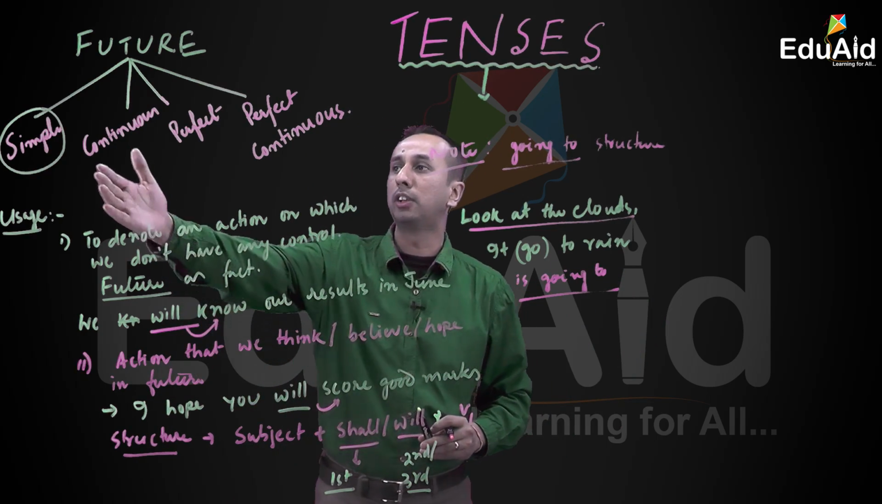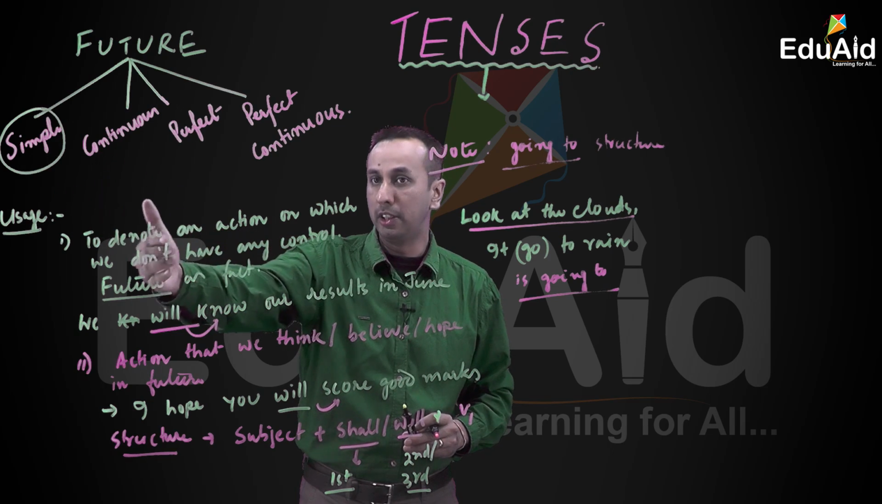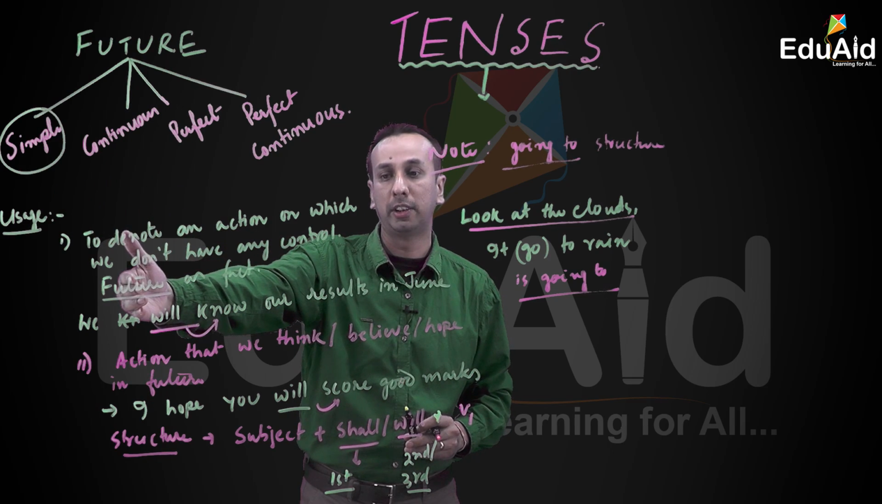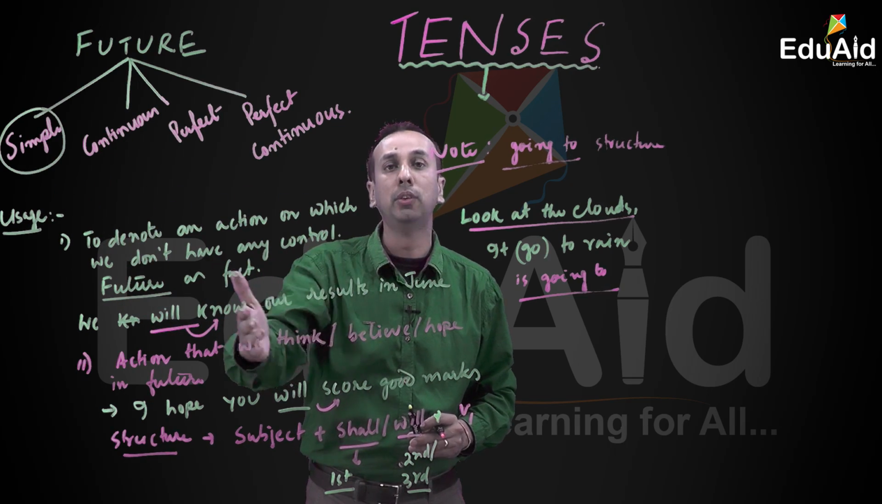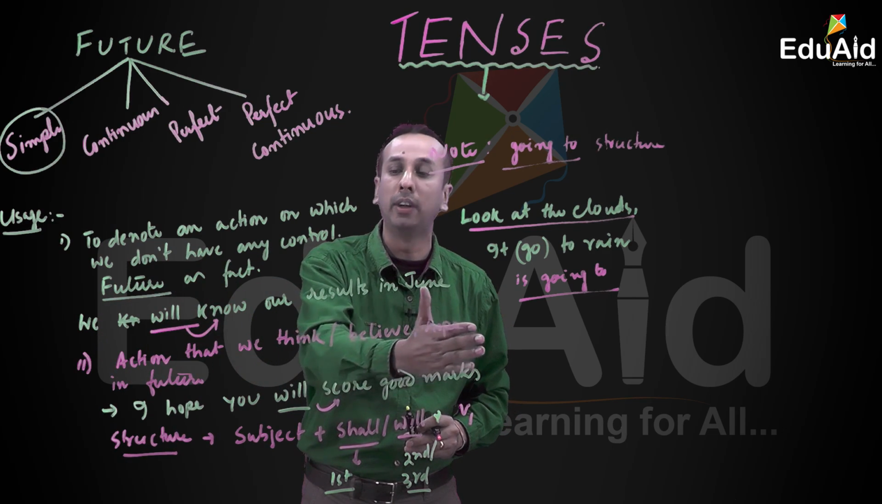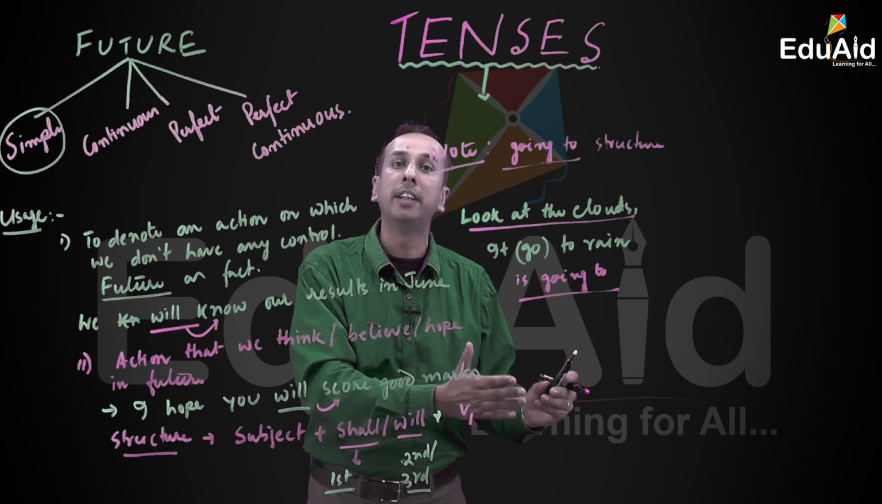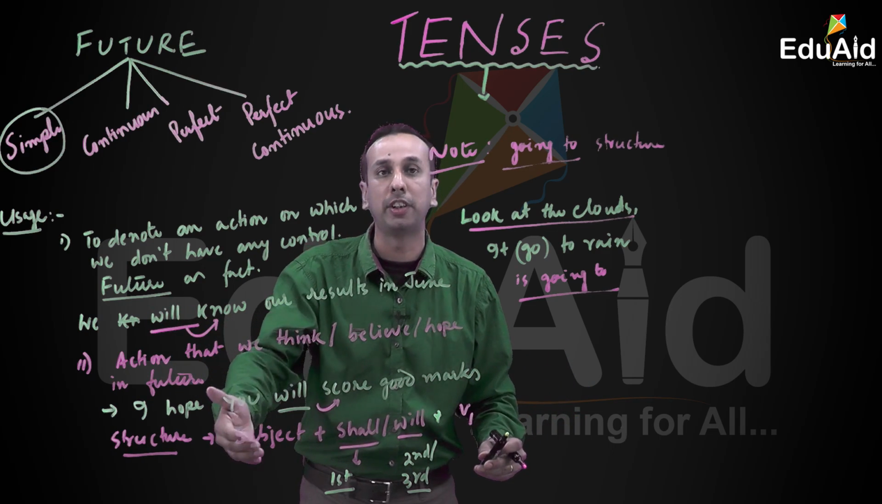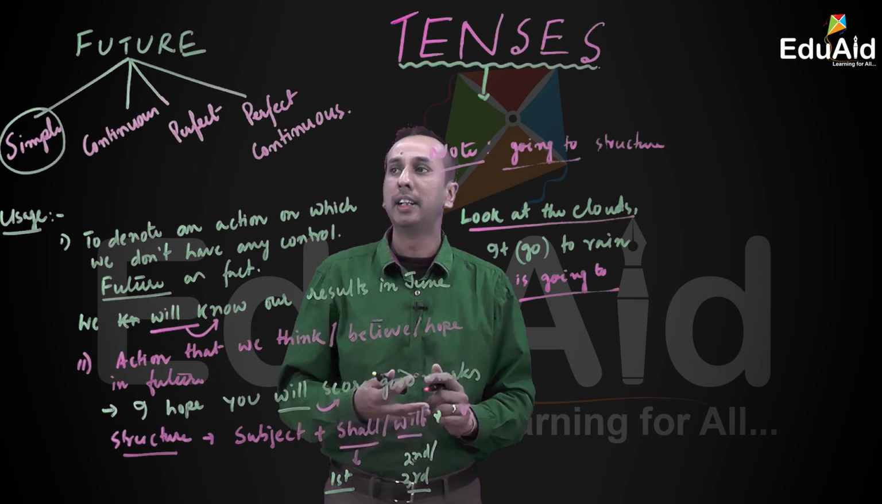So in short, this is the use of simple future tense denoting an action of which we do not have any control, like our school will open very soon. Actions that we think, believe will happen. I hope India will win the match today. So these kind of expressions will be using simple future tense.